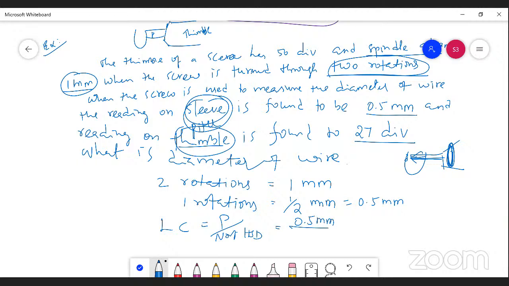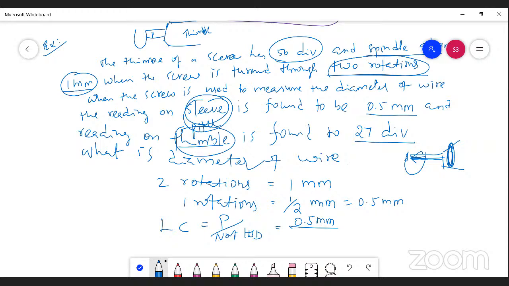What is the head scale division? In the given question, the thimble of the screw has 50 divisions. See the question: 50 divisions, not 100 divisions. So least count is equal to pitch divided by the number of head scale divisions.